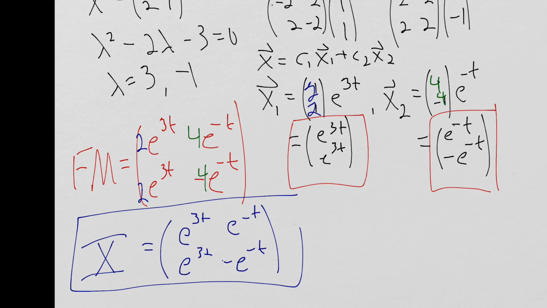Forgot one pretty important point. We typically don't write FM. We write a capital X whenever we're talking about a fundamental matrix. So the standard notation for the fundamental matrix when you get it from x prime equals Ax is that capital X. So that'll show up a lot as we move along.